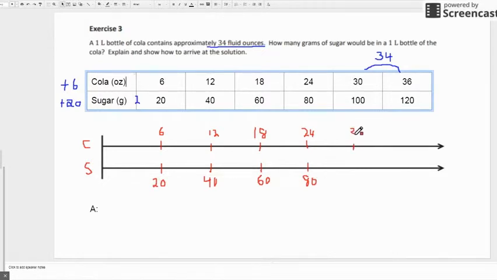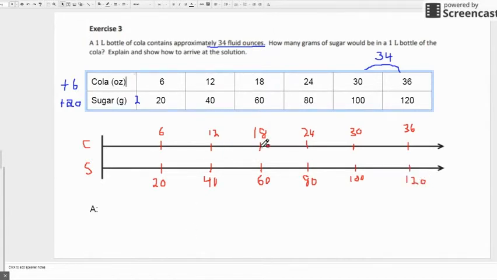Let's go ahead and go 30. This is 100. And the last one, over here we have 36. And this, of course, down here is 120.